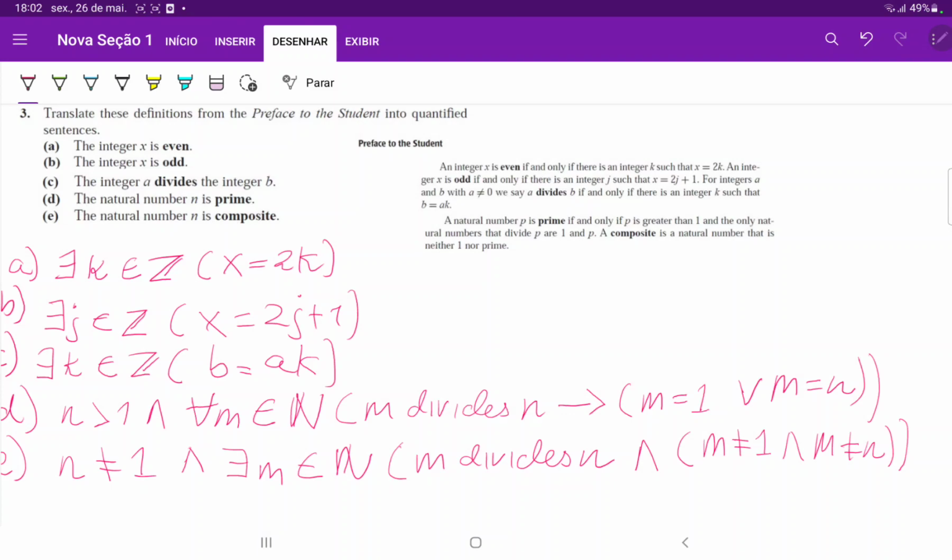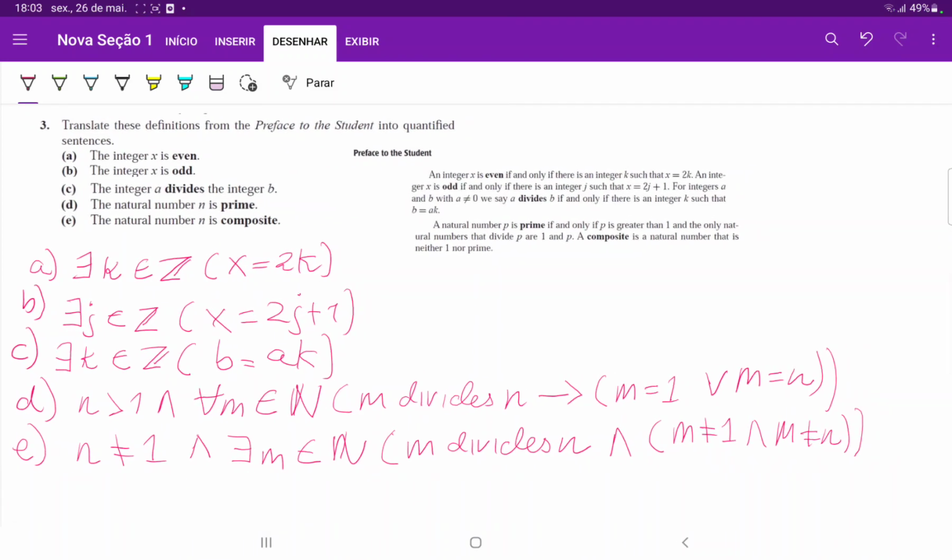So that is what we're saying, right? We're saying that there exists a natural number m such that m divides n and m is not equal to 1 and m is not equal to n. And that is it for our translations.